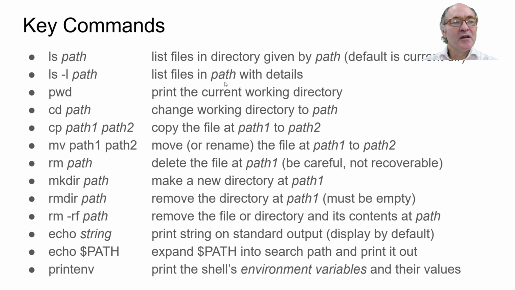So here's the set of commands that I'd like you to get to know. You already know some of them. So ls lists the files at a given path. If the path is a data file, it just prints out the name of that data file. If the path is a directory file, then it prints out the list of the files that are contained within, or children, if you will, of that directory.